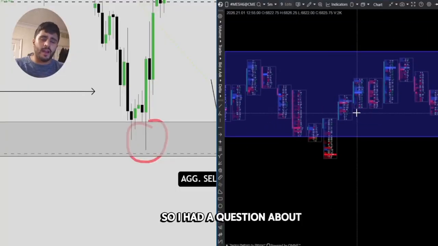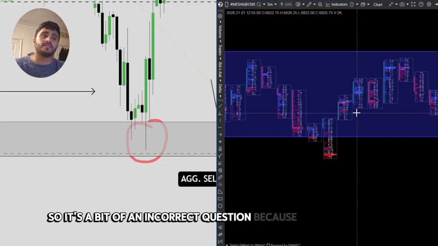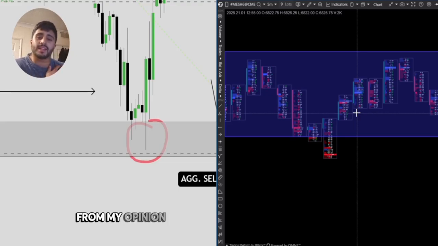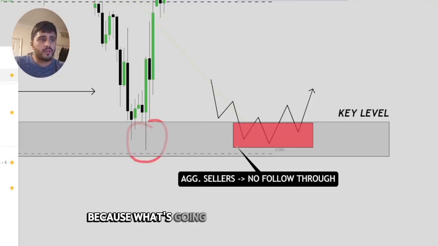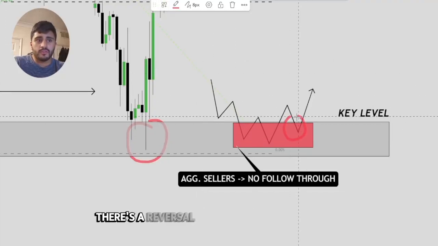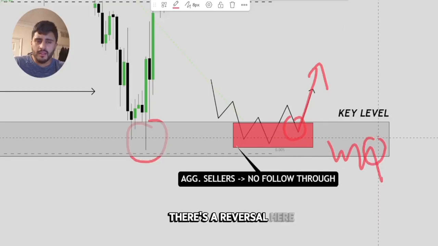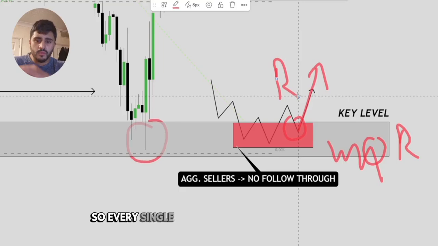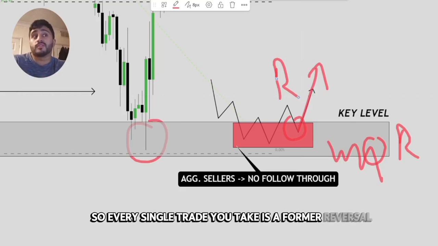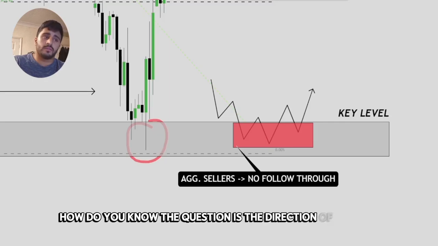So I had a question about how do you determine reversals versus continuation. It's a bit of an incorrect question because technically speaking, in my opinion, every trade you take is a reversal, right? Because if you want to take a long, there's a reversal here. If you want to take a short, there's a reversal here. So every single trade you take is a form of reversal. The question is the direction of the reversal.